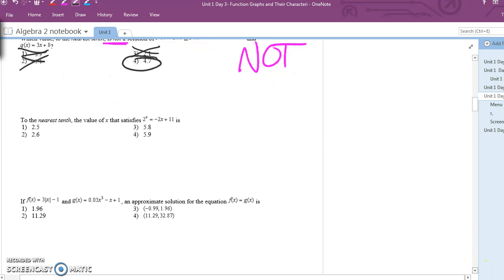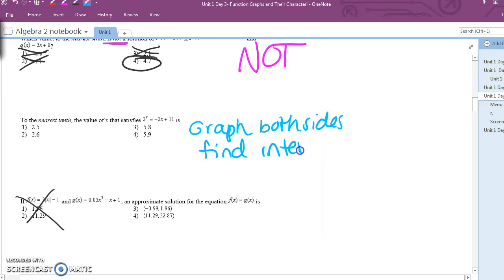All right, lastly, we're not going to do the very one on the bottom, but we are going to do, to the nearest tenth, the value of x that satisfies 2 to the x equals negative 2x plus 11. Same thing. Try this one on your own. Resume the video once you have an answer. So again, you're going to graph both sides and then find intersection. And in this case, we only want the x value that works because our only variable here is x. And the answer to this one is 2.6.